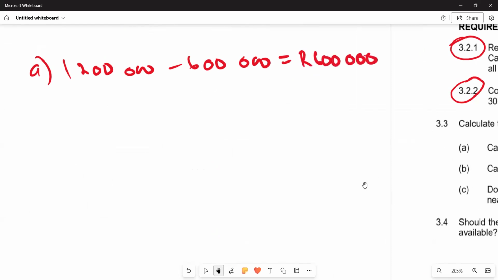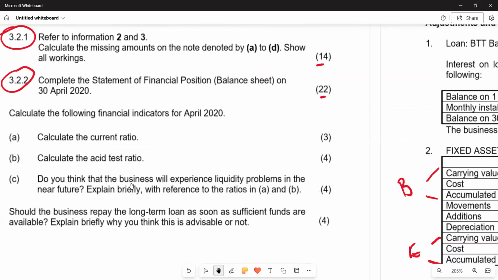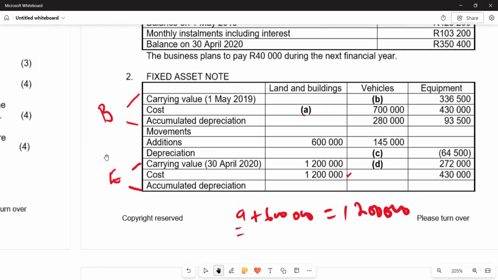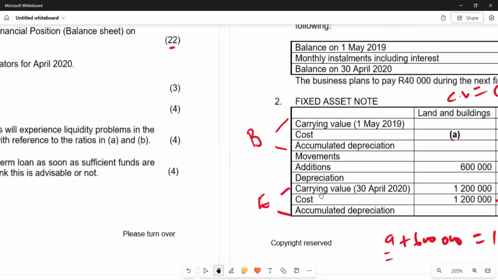Right, then we can go back again to see the missing figure, which is B. And B is the carrying value at the beginning of vehicles. But we are given the cost and accumulated depreciation. Remember, to get the carrying value, you say cost minus accumulated depreciation. So we are saying 700,000 minus 280,000, then we get B.